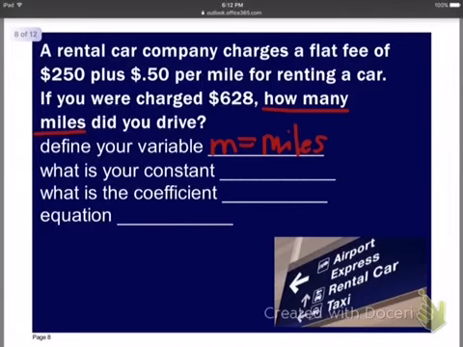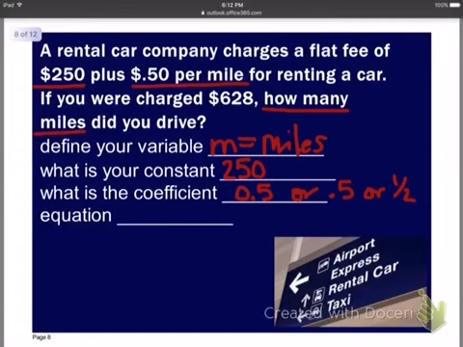So we're going to use 250 for our constant because 250 is not multiplied by anything. It is also not my total, which will be important when you write your equation. And then it says, what is the coefficient? A good way to find the coefficient is up here. If you look, it says per mile, and in our question we're trying to find how many miles. So our coefficient is going to be 0.5. You could also write that as simply 0.5 or as a fraction 1 over 2.